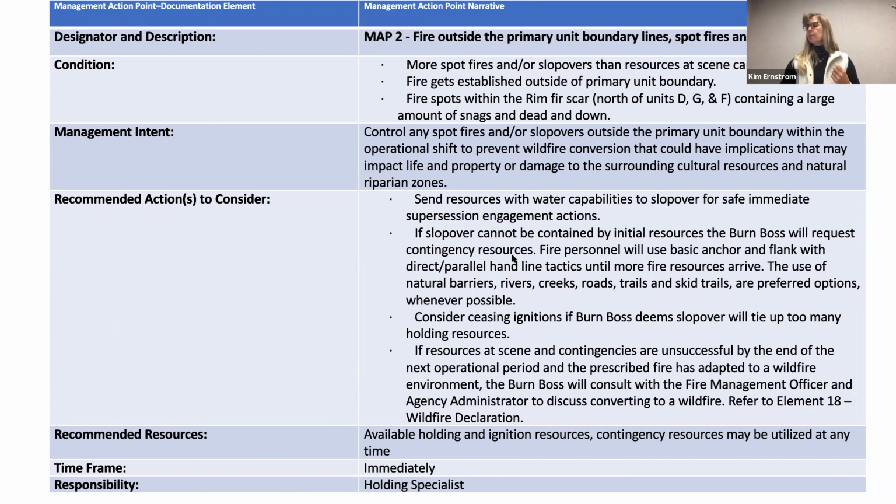So the burn boss is going to request those contingency resources. The fire still hasn't escaped, but I'm going to get my extra help here so we can keep this thing in a manageable state. And then what are those resources? You're going to spell out what those resources are in your contingency plan. So this is an example of a management action point that you could put into your contingency plan.